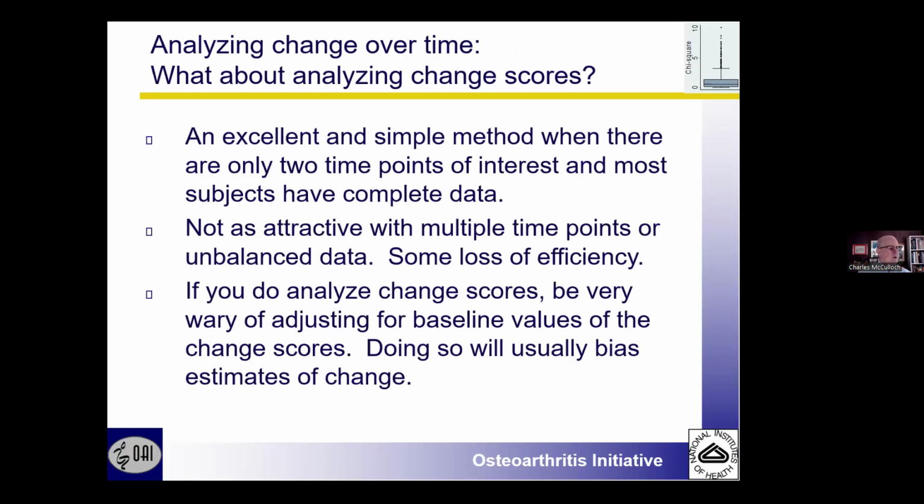All right, so a lot of times people ask me, can I just analyze change scores? That's an excellent and a simple method when there are only 2 time points, so there's only one change. But it's not as attractive with either multiple time points or imbalanced data. You can get loss of efficiency. Even if you only have 2 time points, you can get small gains in efficiency by including them in one of these methods. And if you do analyze change scores, in some literatures it's pretty common to also adjust for the baseline value. I don't recommend that. That will usually create biased estimates of change. I'll show you in a second how that works out.